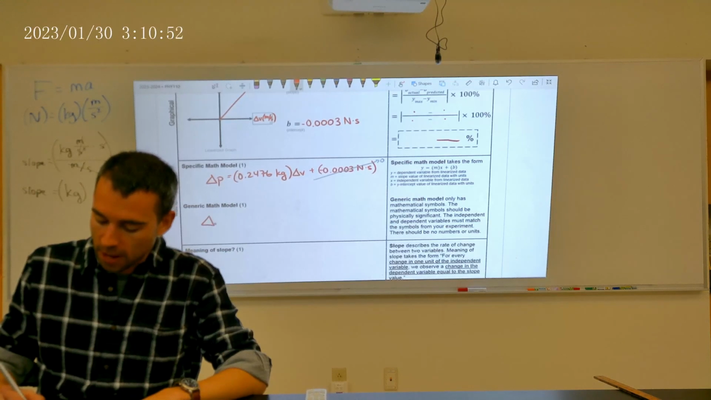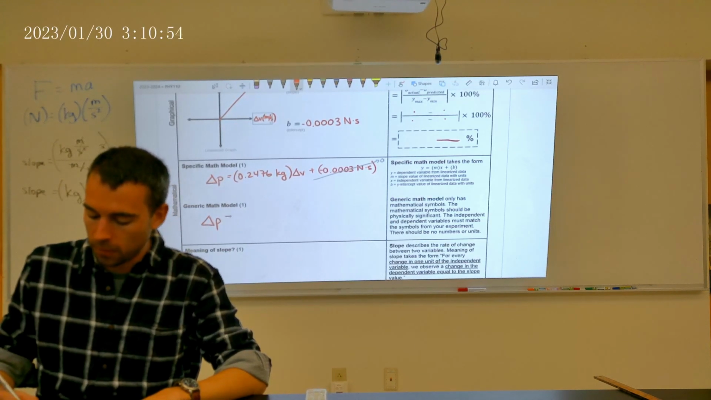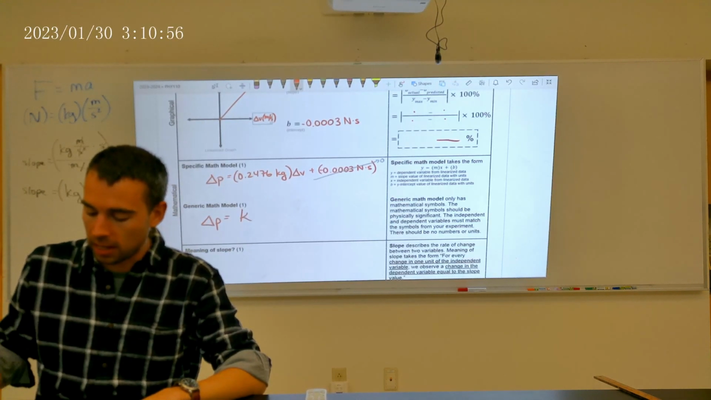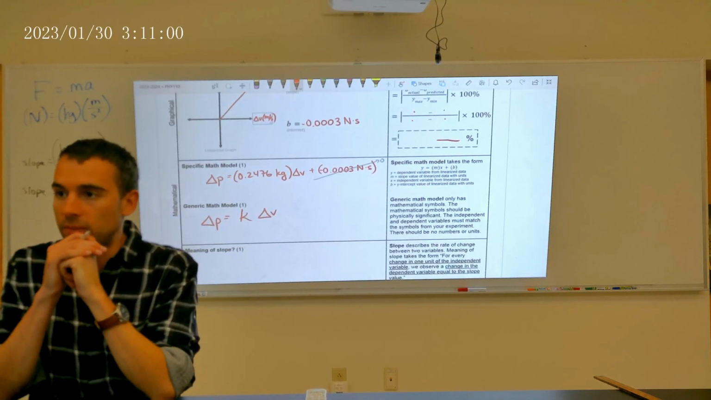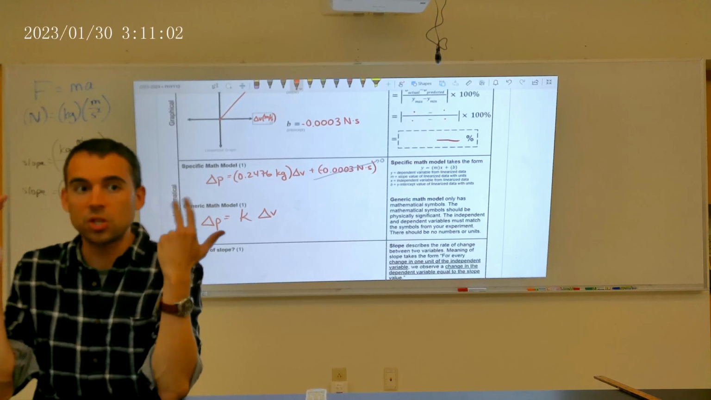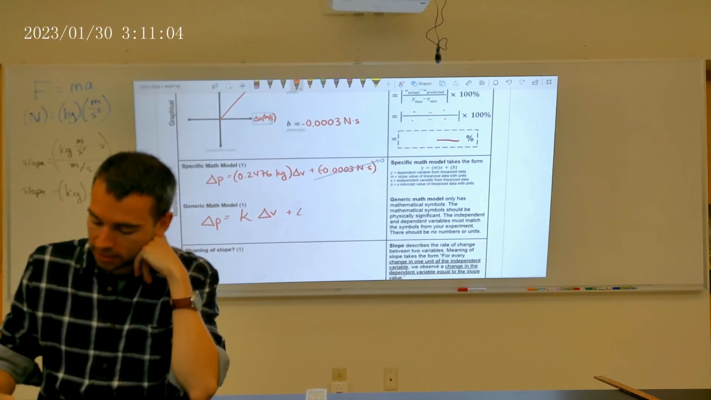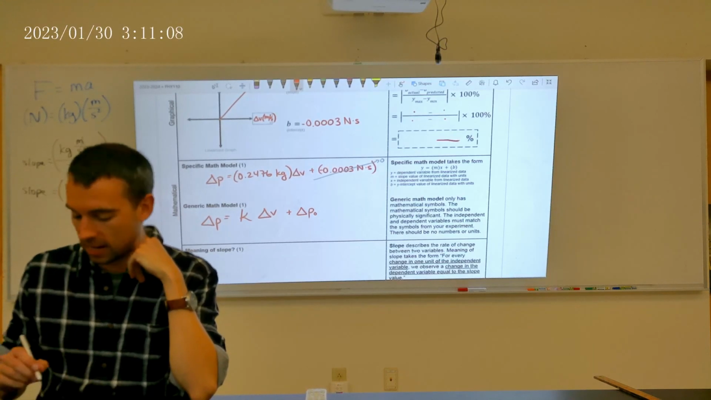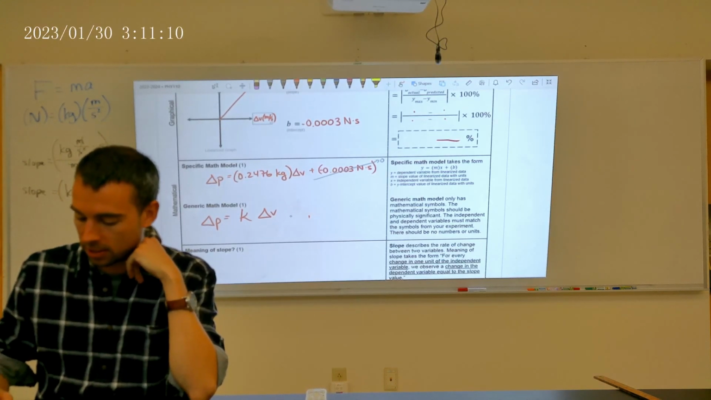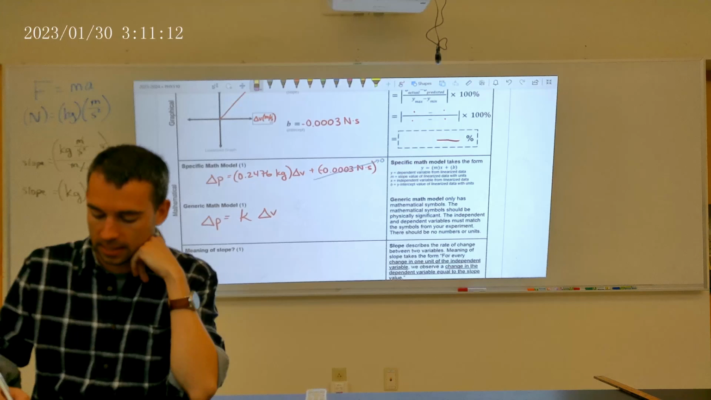For our generic math model, we drop down the dependent variable. We have a slope. I'm just going to call it k for just a moment. And our independent variable is delta v. If you did have a residual intercept in there, you could have put some kind of delta p0, but right now, I don't want anybody to have that on their sheet of paper. Let's just cross that off. That doesn't need to be there.